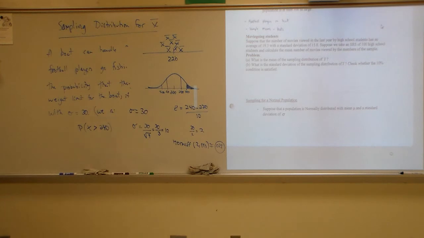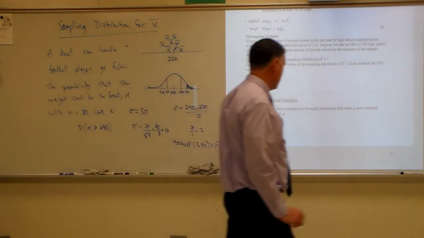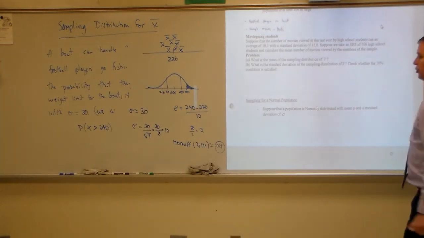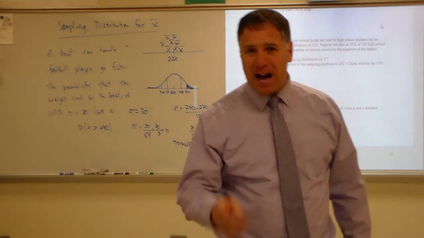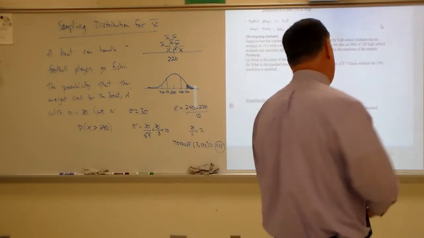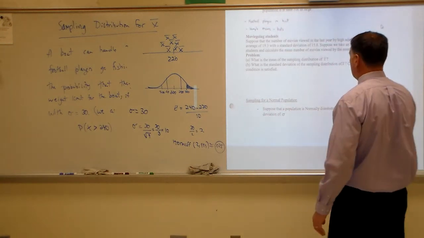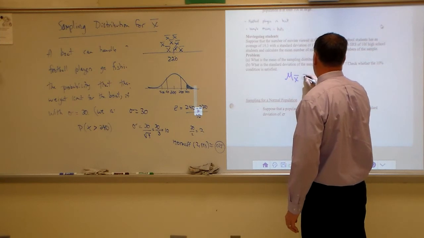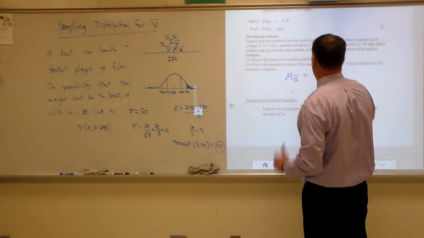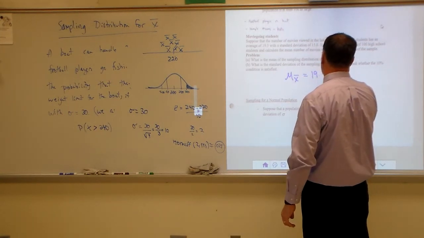All right, let's take a look. Let's see what you got. What's the mean of the sampling distribution? The mean of the sampling distribution is the same as the mean of the population. I hope you remember that. So the mean of the sampling distribution is the same as the mean of the population, which is 19.3.